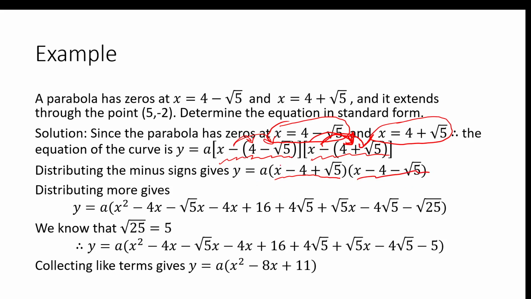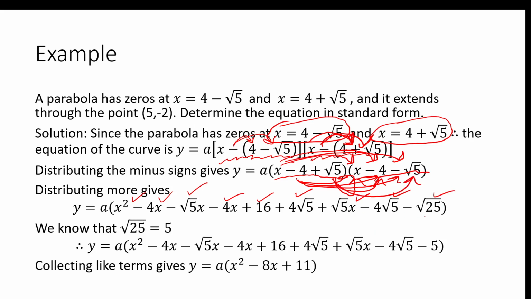Now, we want to distribute, so x times x is x squared, x times negative 4 is negative 4x, and x times negative root 5 is negative root 5x. Then negative 4 times x is negative 4x, and negative 4 times negative 4 is positive 16, and negative 4 times negative root 5 is positive 4 root 5. Then positive root 5 times x is positive root 5x, positive root 5 times negative 4 is negative 4 root 5, and positive root 5 times negative root 5 is negative root 25.